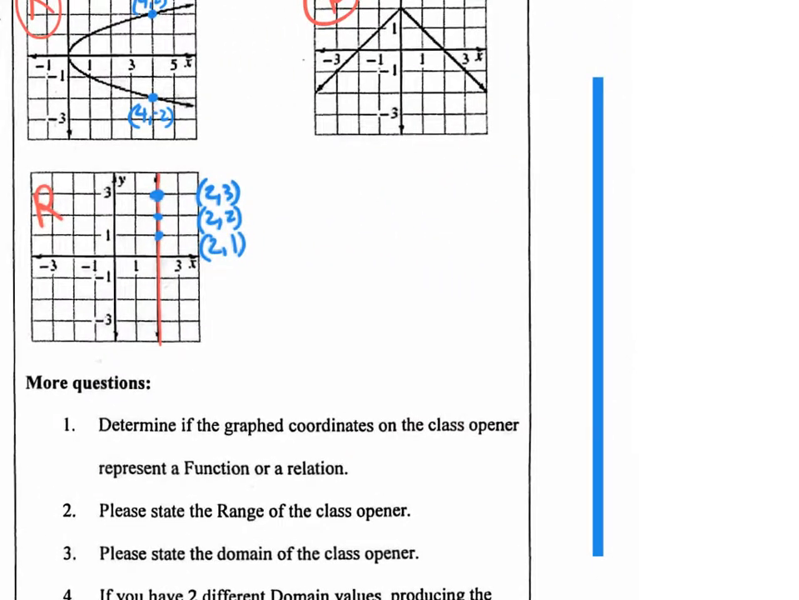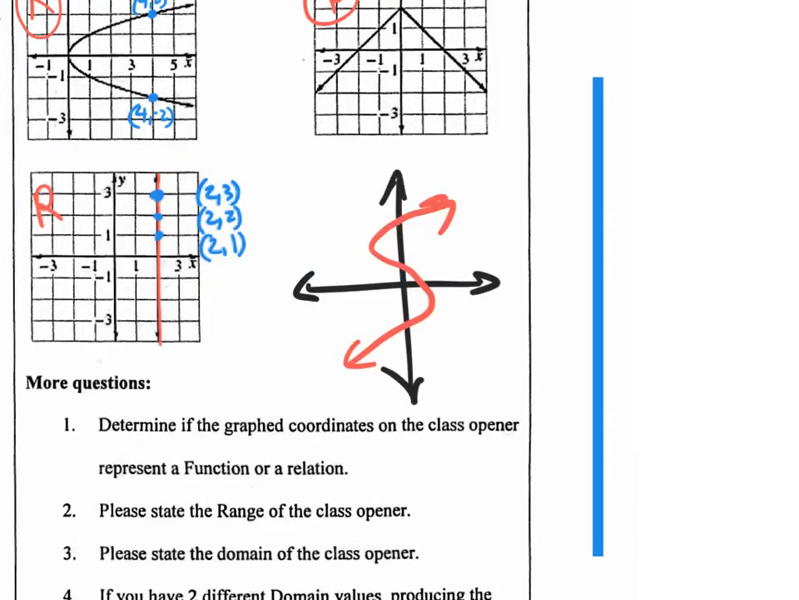Let's do one more, just for kicks. So like, let's say I had this. So here we have our XY plane, X, Y, and we have this squiggly S-looking graph. Is that a function or a relation? Relation. It's a relation, right?